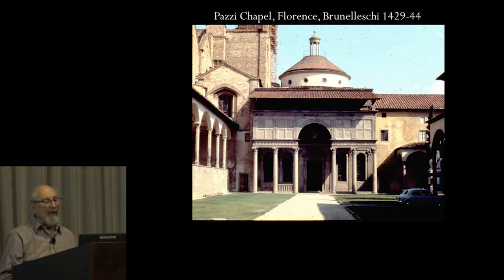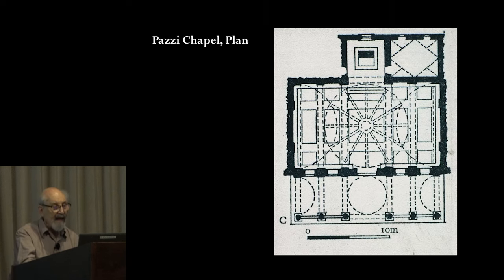So, one more early Florentine building by Brunelleschi. This is the Pazzi Chapel. The Pazzi family were, like the Medicis and others, bankers, extremely wealthy, and able to commission Brunelleschi to design chapels for them. Once again, it's perfectly clear that geometry and even numbers guide the architect in his design.